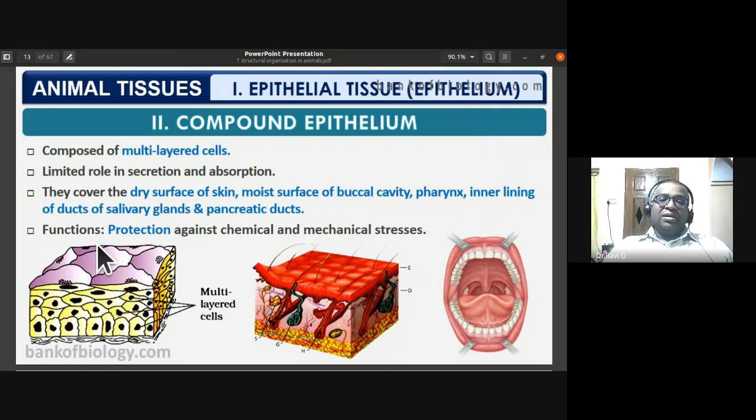Their major function is protection against chemical and mechanical stress. So they provide major protection against chemical and mechanical stress. Their role is also in secretion and absorption. So you have to remember that.